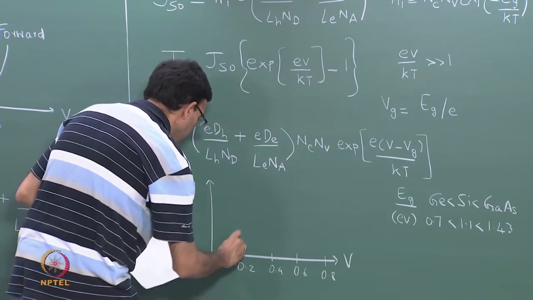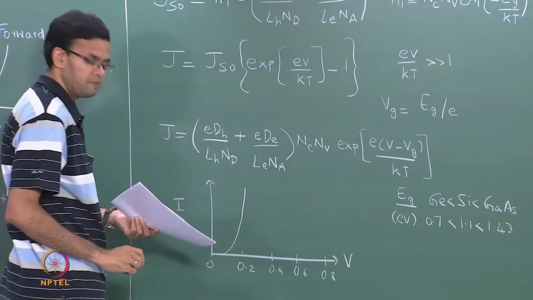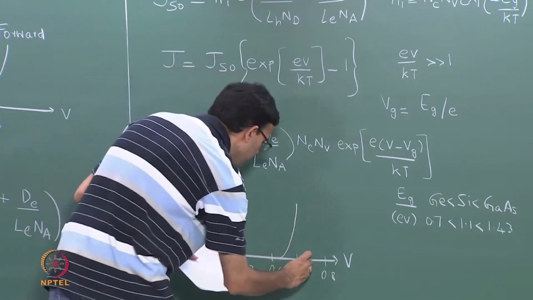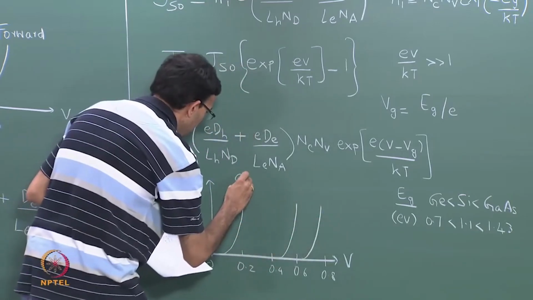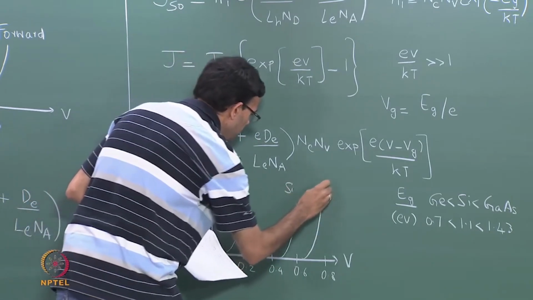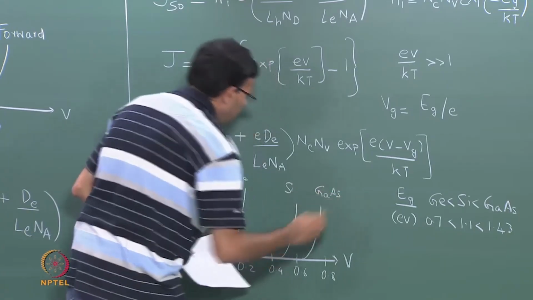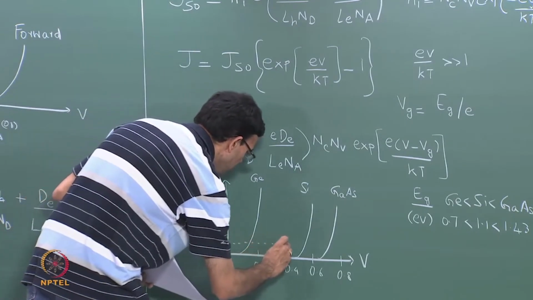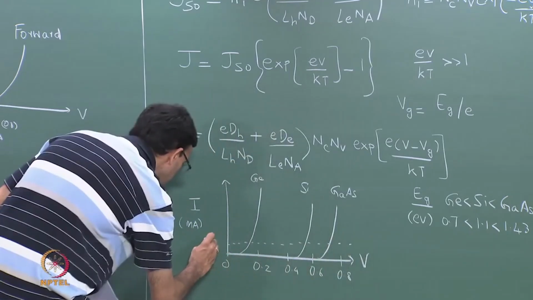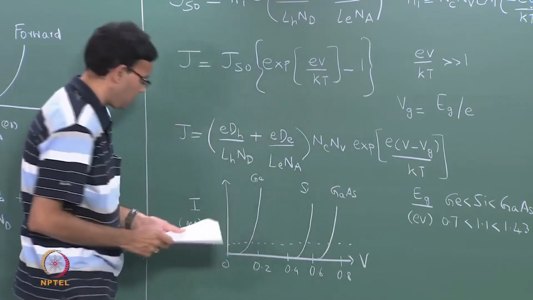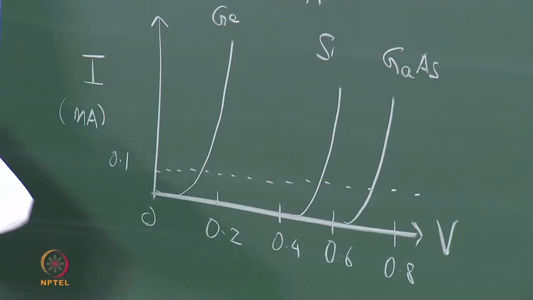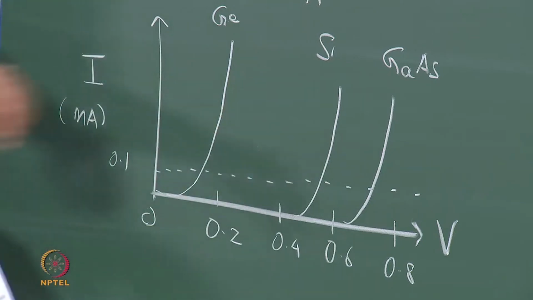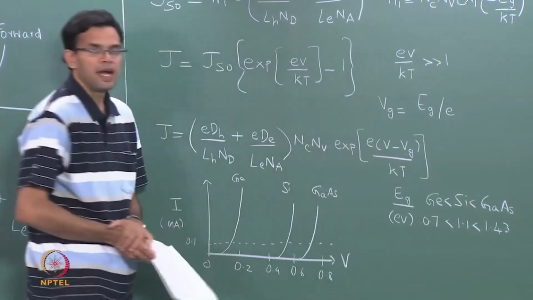So, we find that the curve for germanium comes first, then you have silicon and then finally you have gallium arsenide. So, for a given value of current, let us say I want the current to be 0.1 milliamps, the voltage is lowest for germanium, it is higher for silicon and it is even higher for gallium arsenide, and this is because you have Vg, which is the band gap in that expression.